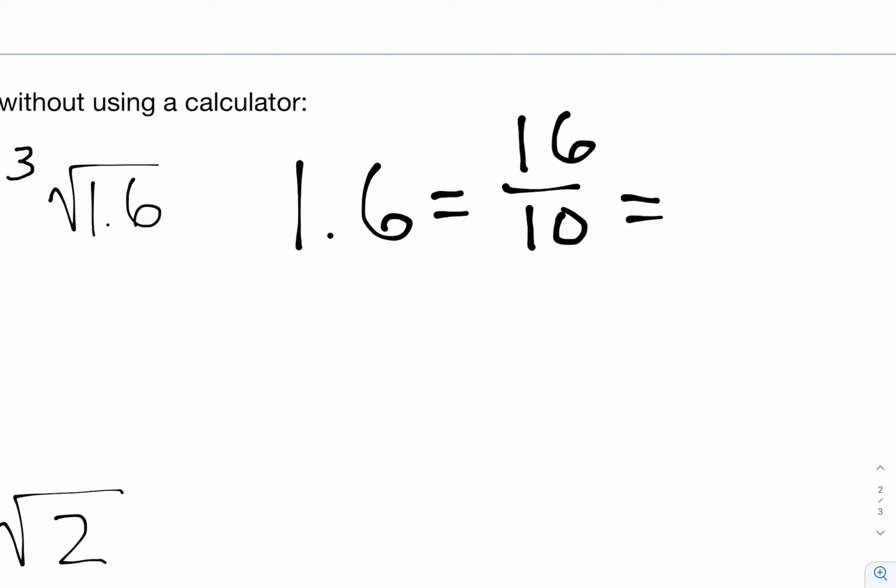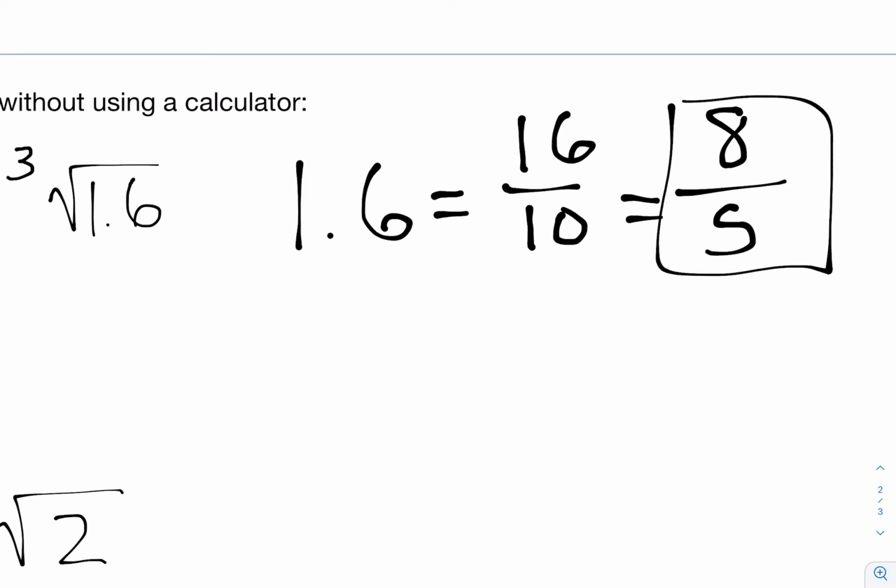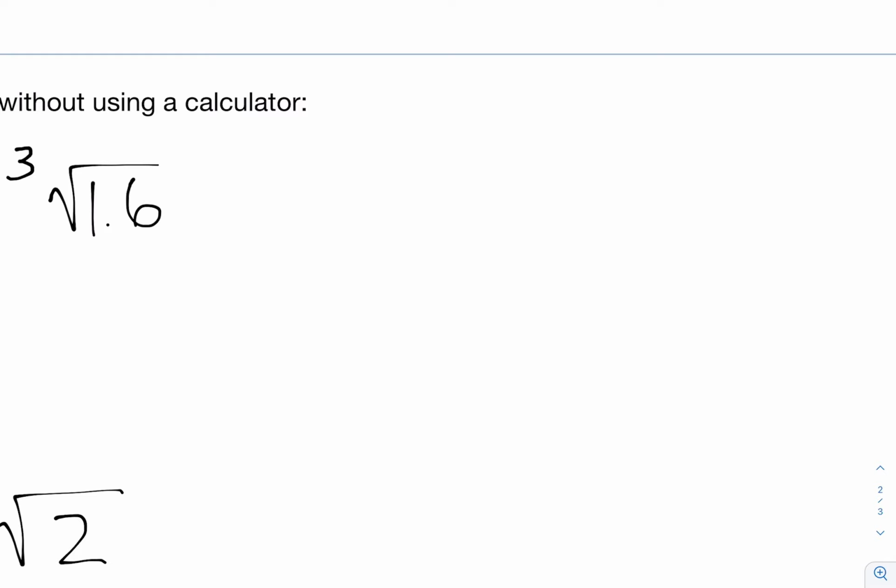So let's simplify this. 16 over 2 is 8. 10 over 2 is 5. This is as simplified as we can get. So instead of writing 1.6, let's write 8 over 5.